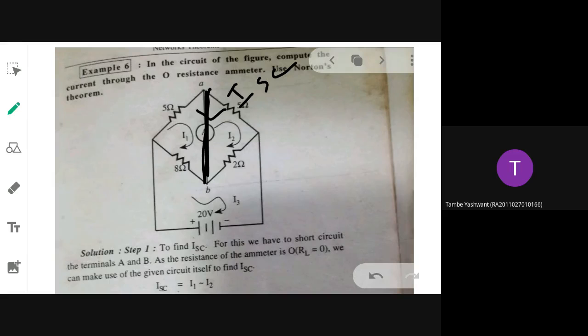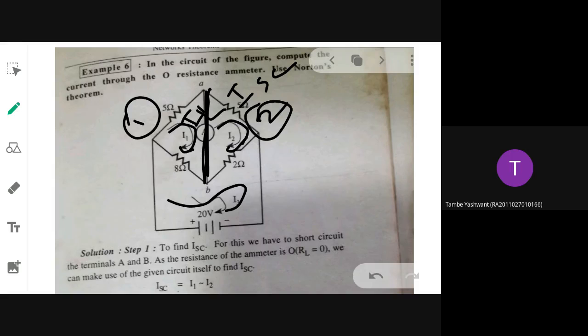So again, what law will you apply? The previous problem, what law did you apply? KVL. So how many meshes are there? Ma'am, three. AB terminal. This is the first mesh through which you have assumed current I1. This is the second mesh through which you have assumed the second current. This is your third mesh through which you have assumed I3 current.